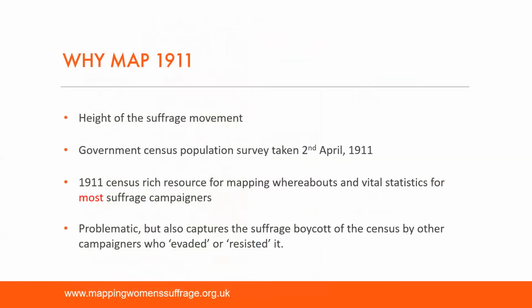So I think next of all, I really need to talk about why our suffrage map is set in 1911. Now, firstly, by 1911, the suffrage campaign was, of course, flourishing with lots of suffrage societies and membership numbers mushrooming. But it was also the year, of course, that the government undertook its decennial census survey, gathering population statistics from every household in the country.